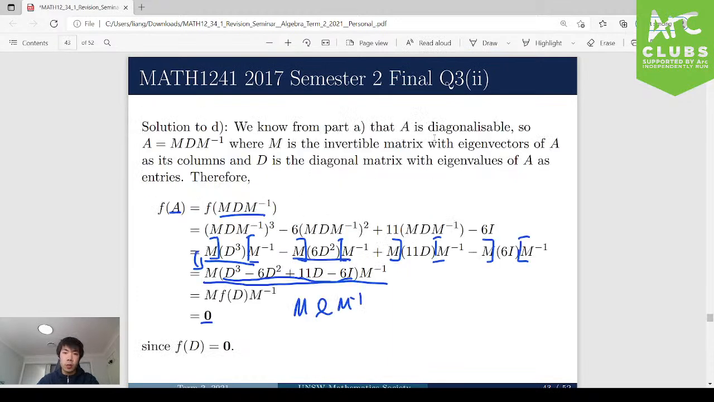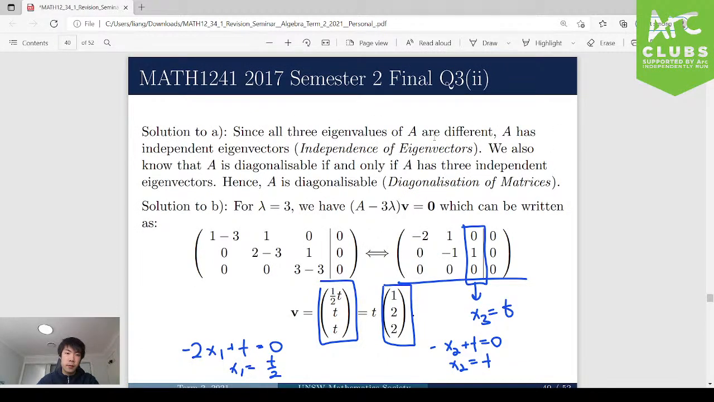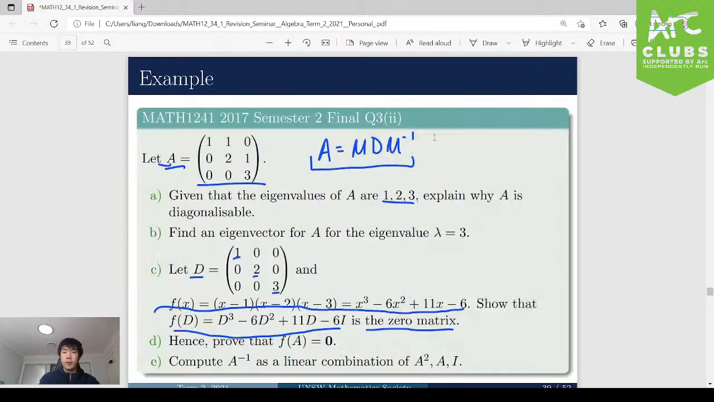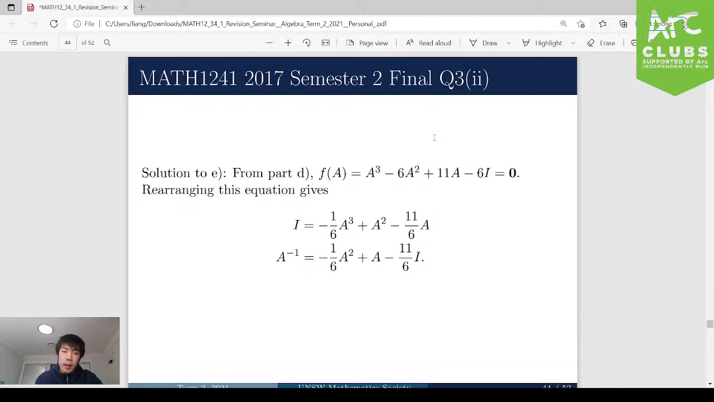And finally, part E. Let me show you the question first. Compute A inverse as a linear combination of A squared, A, and the identity matrix I. Okay. Again, you don't actually go and calculate the inverse. It's much faster. Since f(A) is also equal to the zero matrix, then we can form this polynomial: A cubed minus 6A squared plus 11A minus 6I equals 0.